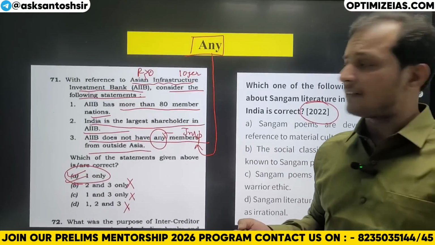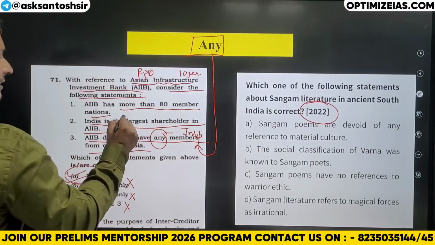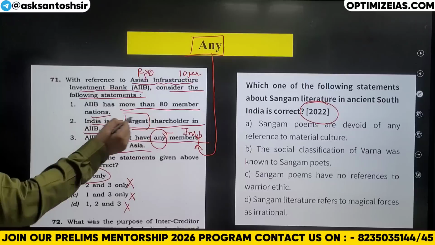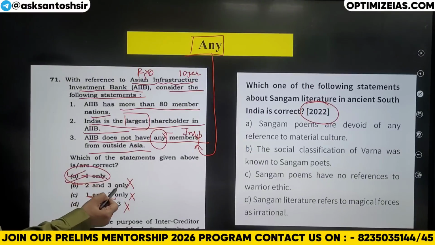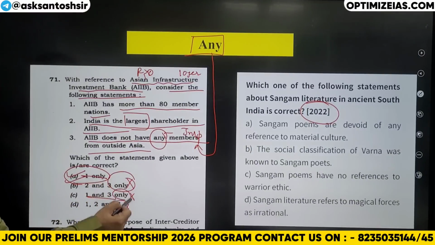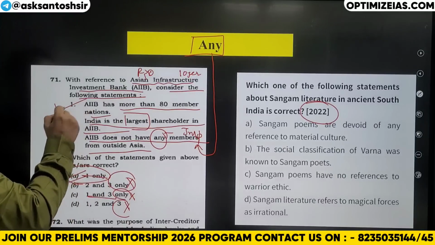Some people can say, sir, we can eliminate this also. "Largest" is also an extreme word. India is the largest stakeholder. Yes, you can do that. If you do that, you are still left with 2 options. But if you eliminate statement 3, automatically you get the answer 1 only.